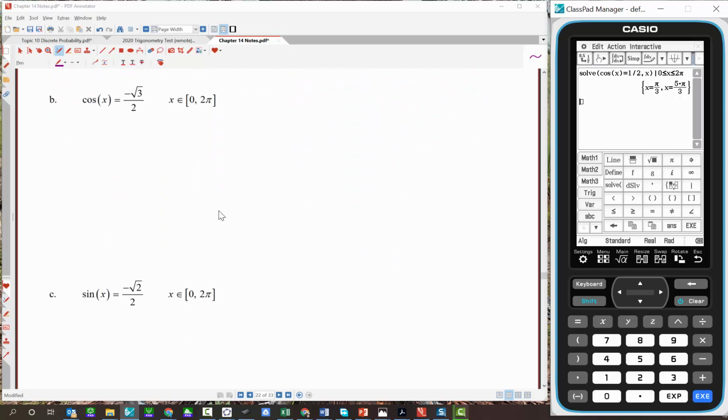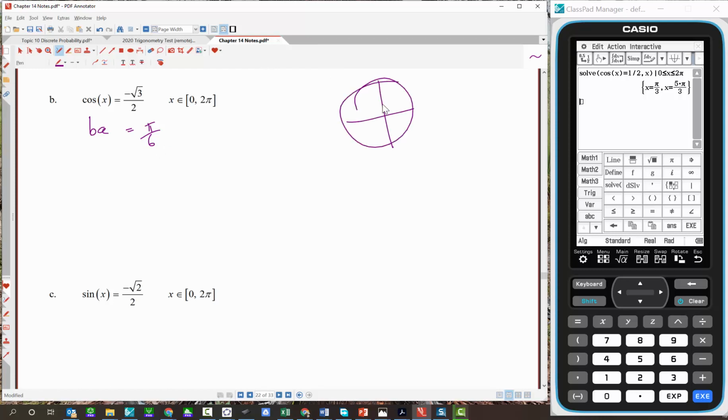All right, when is cosine x negative root 3 on 2? All right, so the first thing we want to consider is, well, when are we going to get root 3 on 2 from cosine? We want a first quadrant base angle. And root 3 on 2 is going to be pi on 6. That's the cosine of 30, right?